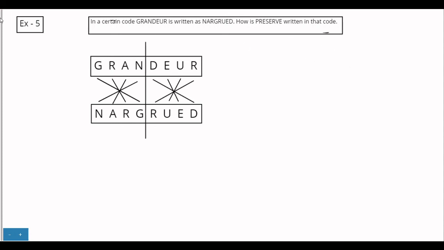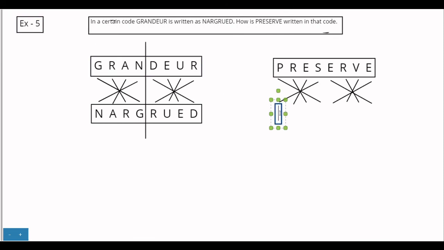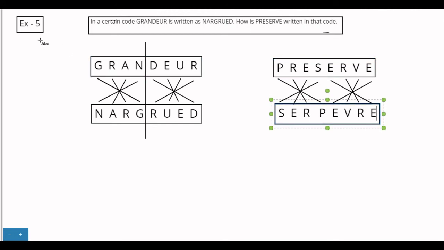So let's do the same thing in preserve as well. So here will be S, here will be E, here will be R, and here will be P, while here will be E, here V, here R, and here again E. So the code for preserve would be SERPEVRE.